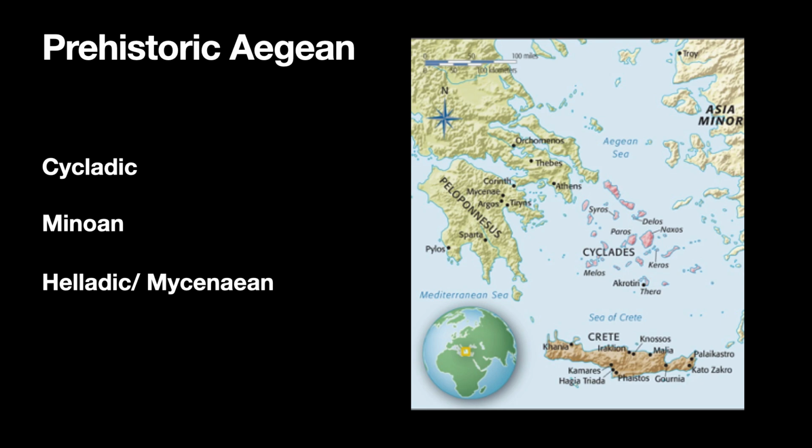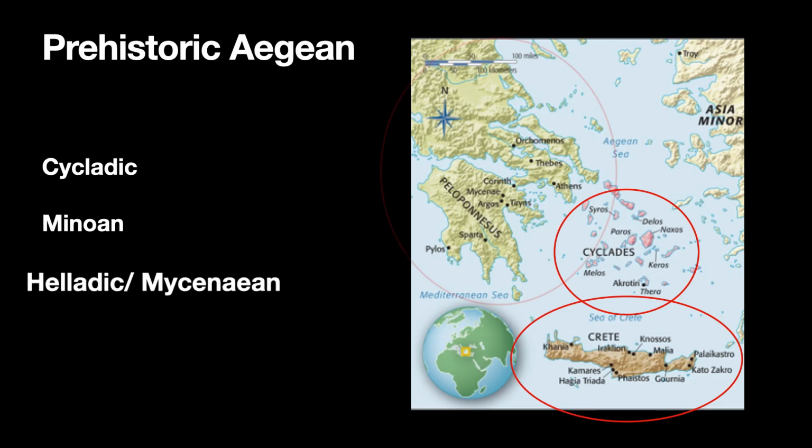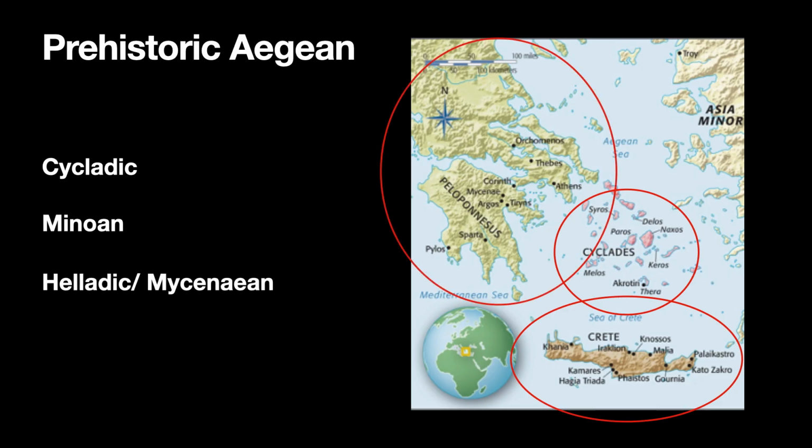Today, scholars group the prehistoric Aegean into three geographic areas. Cycladic art is the art of the Cyclades Islands. Minoan art encompasses the art of Crete, and Helladic art is the art of the Greek mainland. Archaeologists call art of the late Helladic period Mycenaean art after Agamemnon's great citadel of Mycenae.